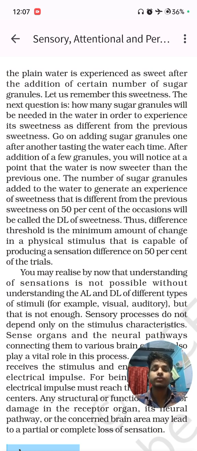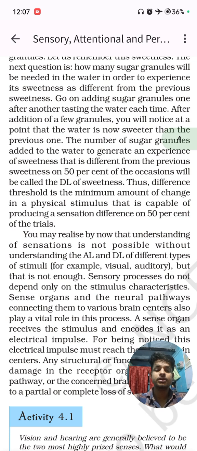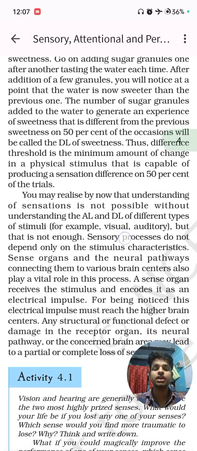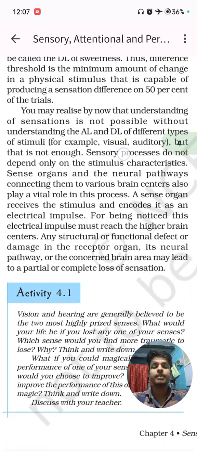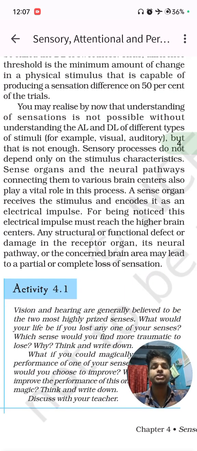The number of sugar granules added to the water that generates an experience of sweetness different from the previous sweetness on 50% of the occasions will be called the DL of the sweetness. Thus, the difference threshold is the minimum amount of change in the physical stimulus that is capable of producing a sensation difference on 50% of the trials.